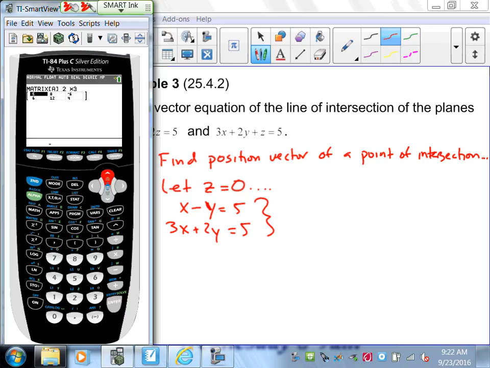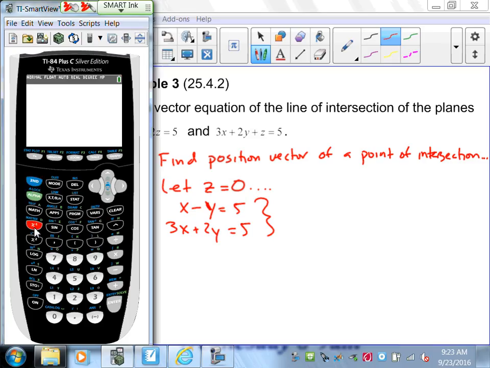So if you type in 1, enter. Negative 1, enter. 5. Then 2, negative 1, 5, and then 3, 2, and 5. Did it work? Okay, sweet. So you go second quit, get out of there.